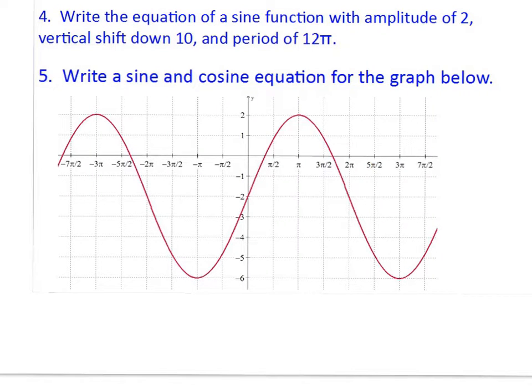Okay, so here's problems 4 and 5. We'll pause the video again for you to write them down and try those two problems.